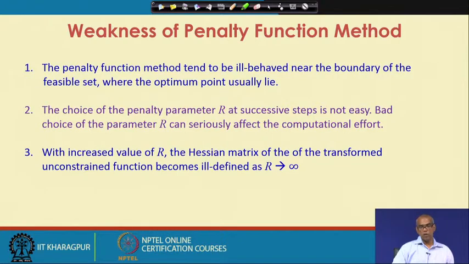With increased value of the penalty parameter r, the Hessian matrix of the transformed unconstrained function becomes ill-defined as r tends to infinity. We have seen that for the exterior method, we start with a smaller value of r and go on increasing the value of r at each successive step. But as r goes to infinity, the Hessian matrix of the unconstrained function becomes ill-defined.